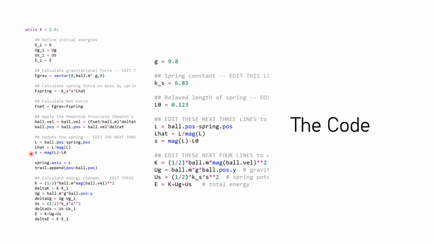Going into the calculation loop, we set these things over here to the initial energies, and then we calculate the force of gravity and the force of the spring, which we also saw on the introduction slide, and then we add them using Newton's second law right here. Then we have the velocity update formula and the position update formula for the ball, and again we recalculate L hat and S. After that we calculate the energies again and find the change in energy: the change in kinetic energy, the change in potential energy, the change in spring energy, and the change in total energy.